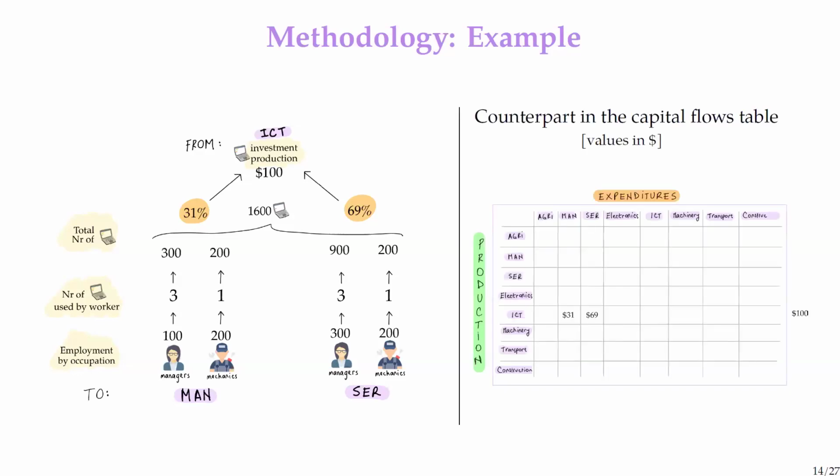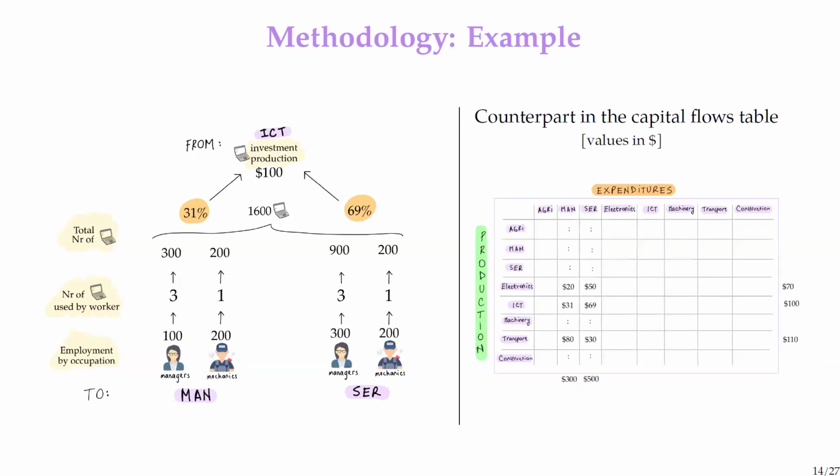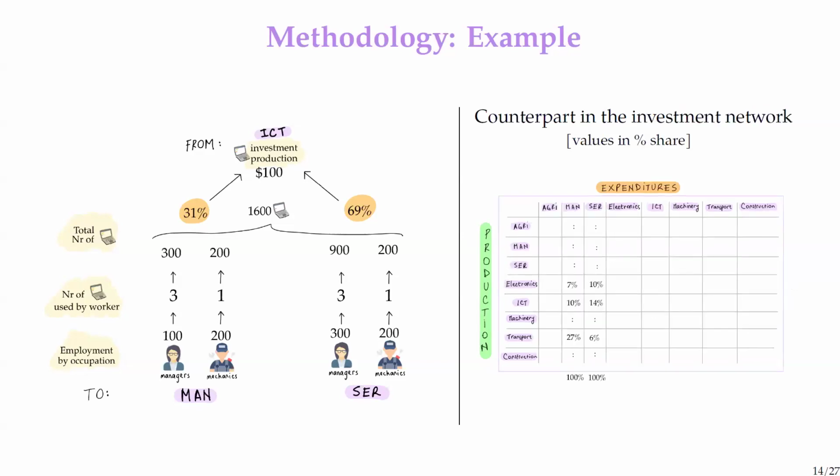So the counterpart in the investment, in the capital flows table, will be that the use of ICT by the manufacturing sector will be $31, and the use of ICT by the services sector will be $69. So we can then repeat the exercise for different types of equipment, which will give us the total expenditure in investment by manufacturing and by services. And basically, for the investment network, what we do is we express it in terms of expenditure shares. So basically, the columns will sum to 100%.